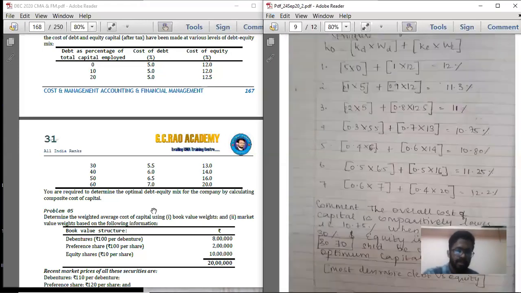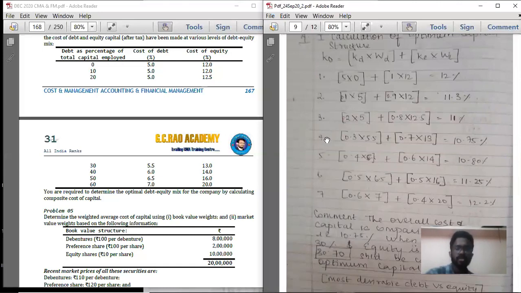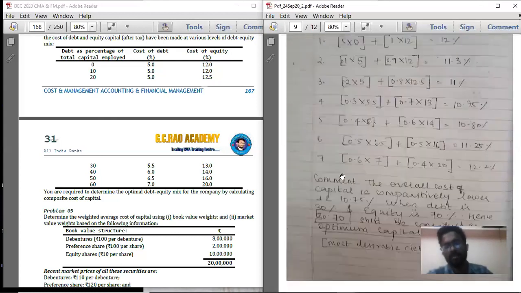So now what have they asked us to calculate? They have asked us to calculate the optimum debt to equity mix. How will you calculate which is the best mix here? For every 1 rupee of capital which you are procuring and utilizing, you have to spend less cost, so that you will be expending a very small amount as cost of capital. That is the best debt equity mix. Here the cost is lowest at 10.75%. That is, for every 1 rupee you are incurring 10.75% as cost. That is situation number 4, which is 30 is to 70. That is, debt should be 30% and equity should be 70%. So the optimum debt to equity mix is 30 is to 70.